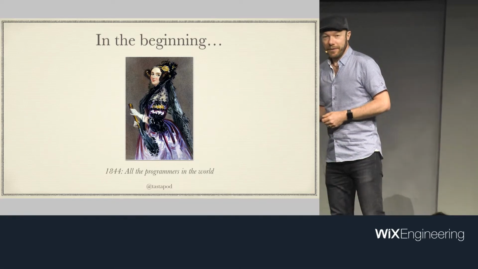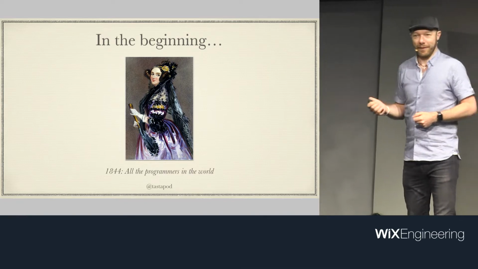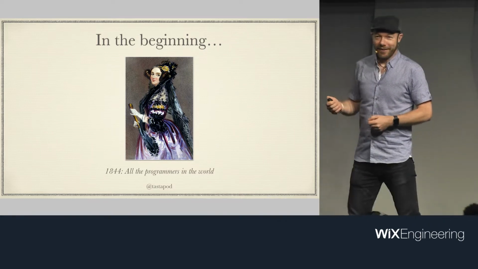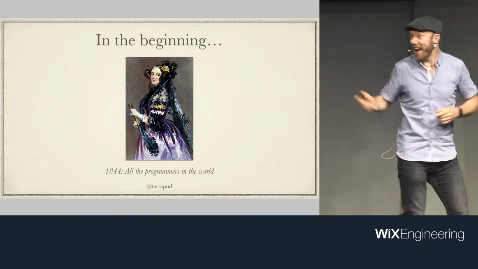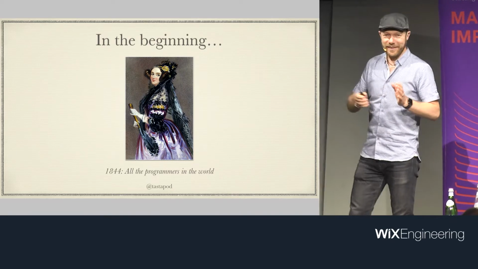Okay? So this tells me two things about all the programmers. Firstly, all the programmers in the world were women. And secondly, they really knew how to dress. Right? So us lot in our jeans and t-shirts and whatever else. And that is how you dress as a programmer. Okay? So this is the 19th century.